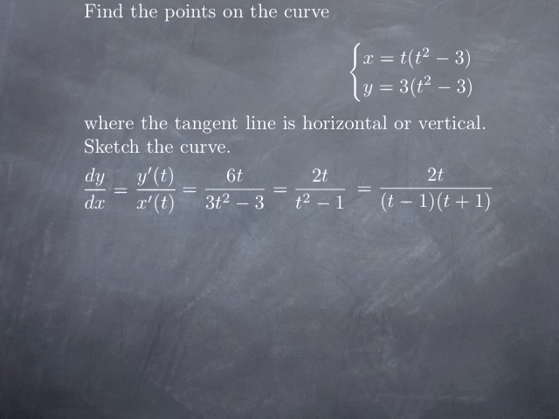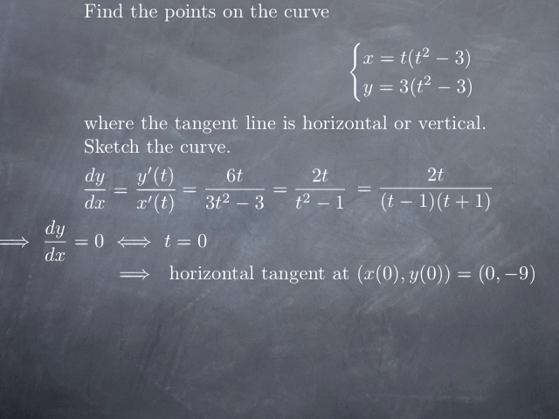So now in this form it's easy to see when this quantity is 0 or infinite. It is 0 exactly if t is 0, because it's going to be 0 when the top is 0 and the bottom is not. And therefore we have only one horizontal tangent. When I plug t equals 0 into the functions x and y, I get 0 for x and negative 9 for y. So we have a horizontal tangent at the point of coordinates 0, negative 9, which is on the curve and corresponds to the parameter t equals 0.